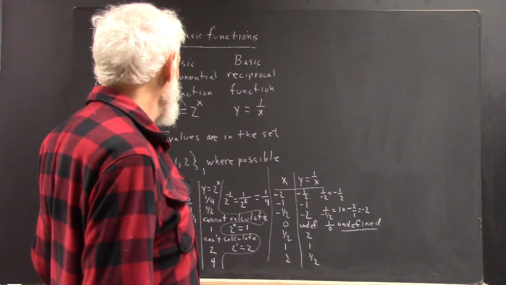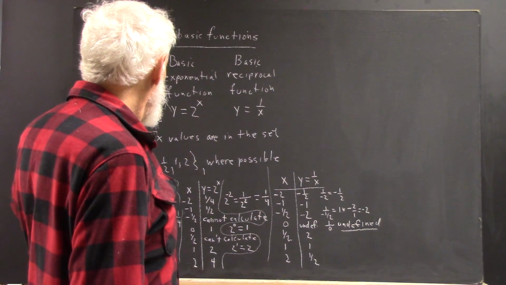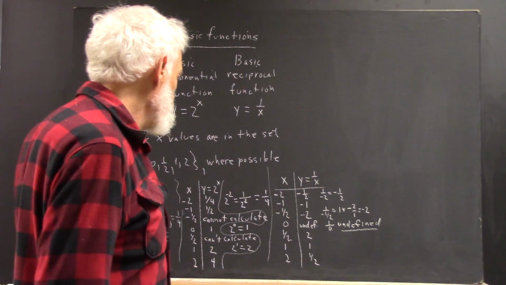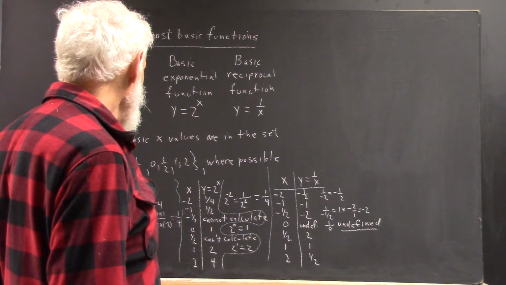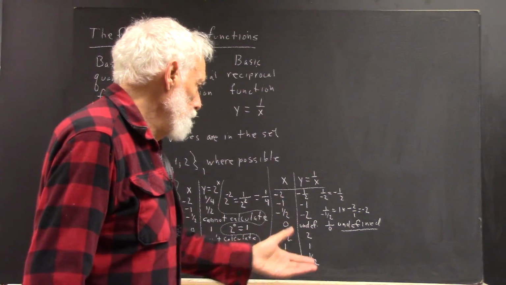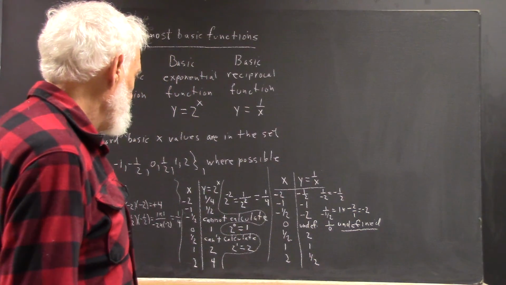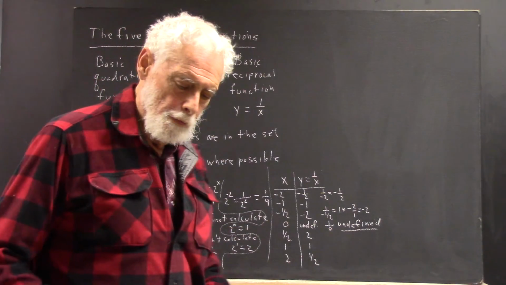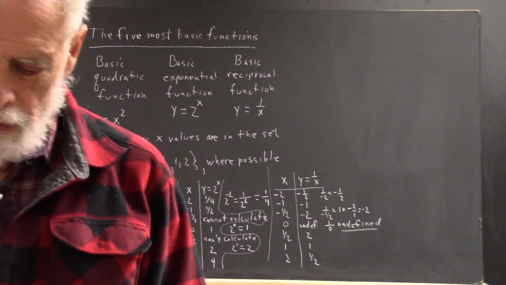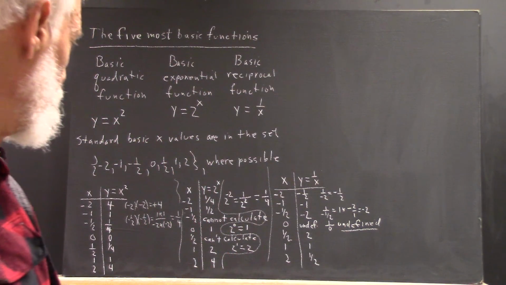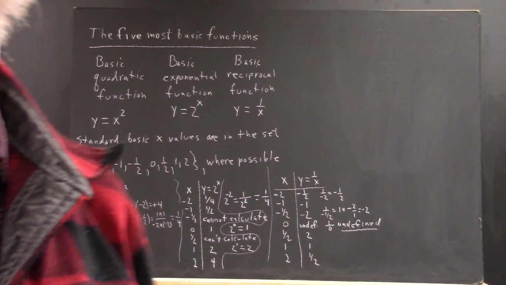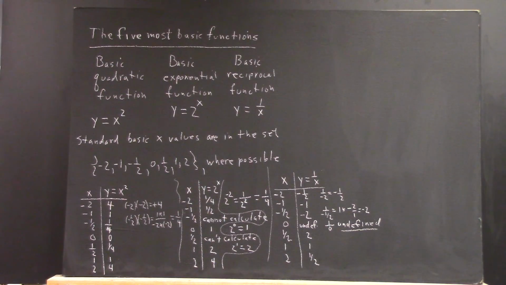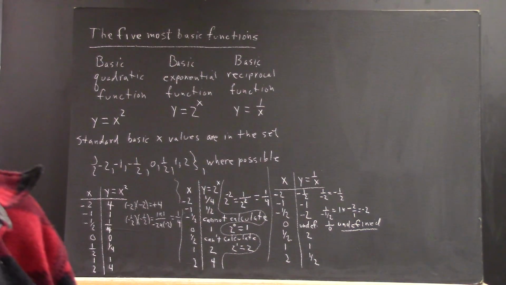For the basic reciprocal function, y equals 1 over x, at the standard basic values. Okay. Now, there are 2 other functions, but this video is getting long enough and everything comes out pretty easily at this point. So we'll split this and we'll talk about the other 2 functions and then we'll look at their graphs.